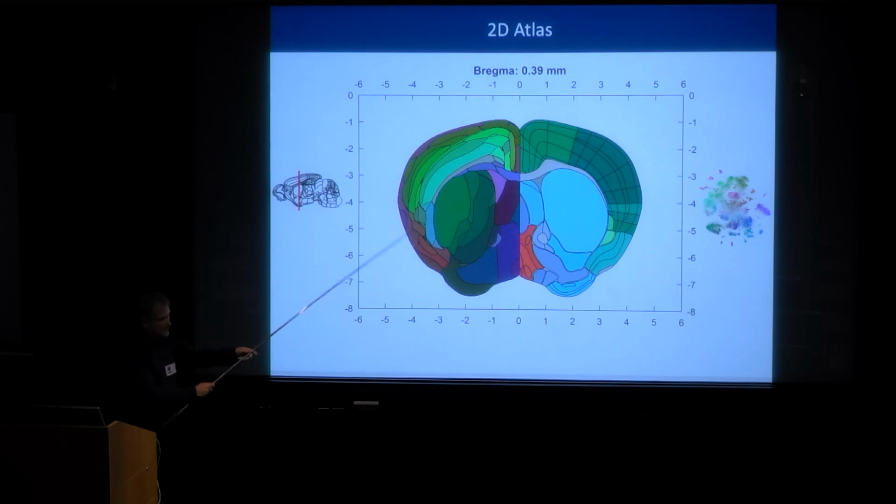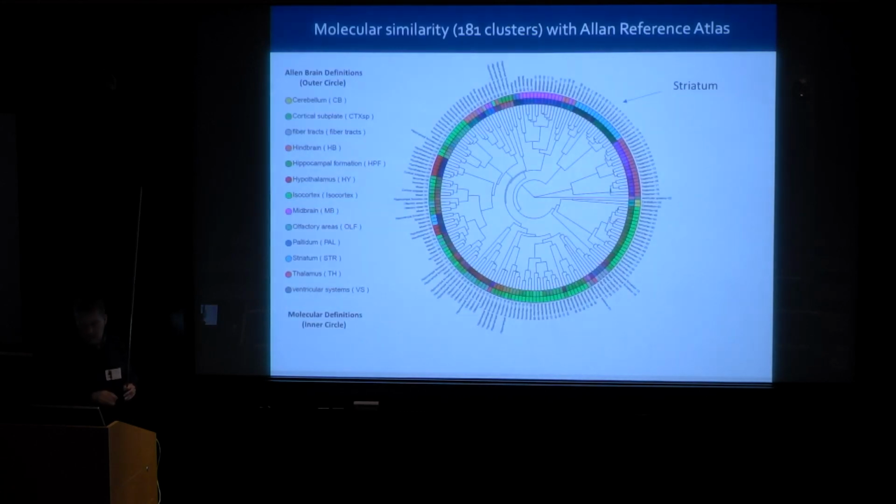Does this make sense? Well, if you make this type of similarity analysis, we have the Allen brain annotation on the outside here, and inside we have the molecular annotation. And if you look for striatum that I just showed, which is light blue, you have all of these subclusters of gene expression, and you can see that these actually make sense. So we're actually able to increase the resolution of the brain using these data-driven approaches.